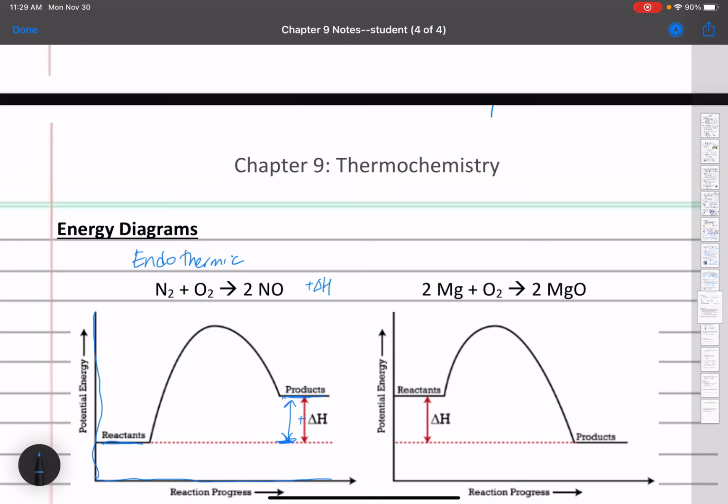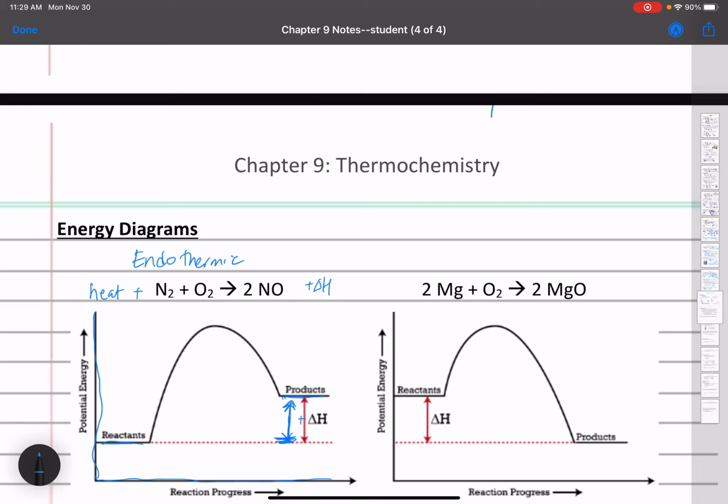I guess I could draw it like this. So this difference here is the change, and it's going to be a positive number because the products have a higher amount of energy than the reactants. Another way to think about endothermic reactions is to think of heat. Heat is being absorbed, so you can almost think of heat as another reactant, something else that's going into the reaction.